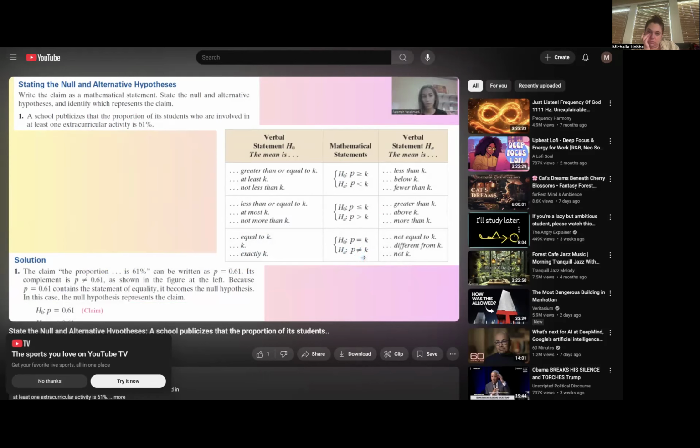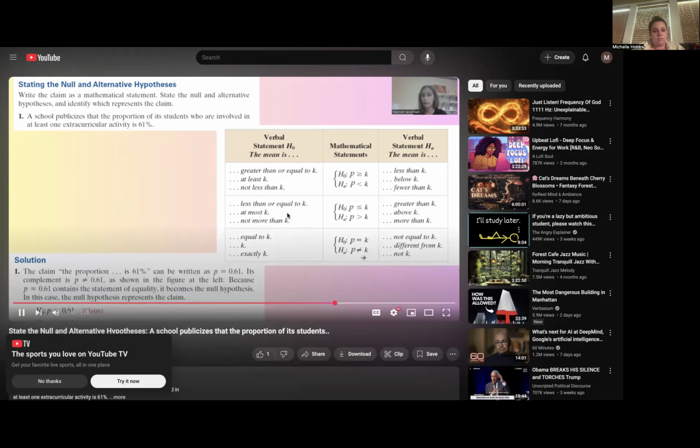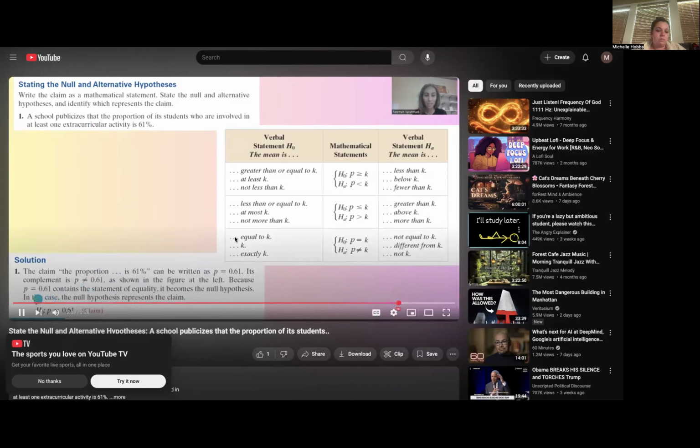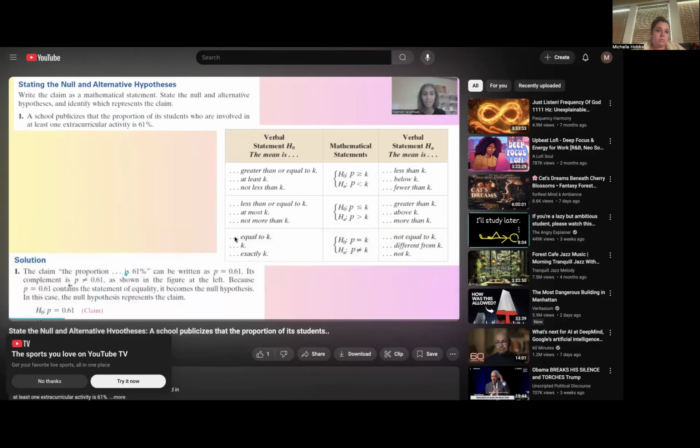You might go to the school and ask some students, and they say, no, we are not involved in extracurricular activity. Then after running the test, you're going to reject the claim of the school. So we don't know the truth or falsity at this time. We are just writing the null and alternative hypothesis here. The null hypothesis says the proportion is 61%; its alternative, its opposite, its complement is not 61%. It might be less than 61% or more than 61%.